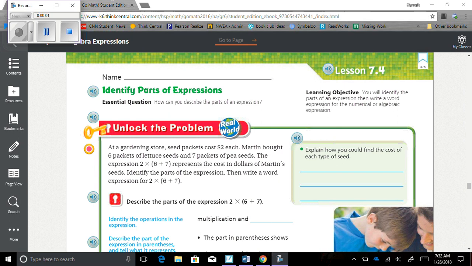Talking about Chapter 7, Lesson 4, Identifying Parts of Expressions. Our learning objective is you will identify the parts of an expression, then write a word expression for the numerical or algebraic expression. Okay, so this is going to sound like a lot, but all we're doing is taking that number sentence pretty much and writing it into words. So our essential question is, how can you describe the parts of an expression? Let's look at unlock the problem.